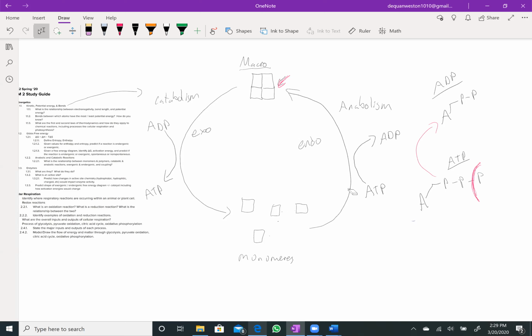And then the reverse as well. In order to get these individual units and put them together, that's going to require energy. Think of if you had a bunch of building blocks and you want to put them together, you have to put energy into that.